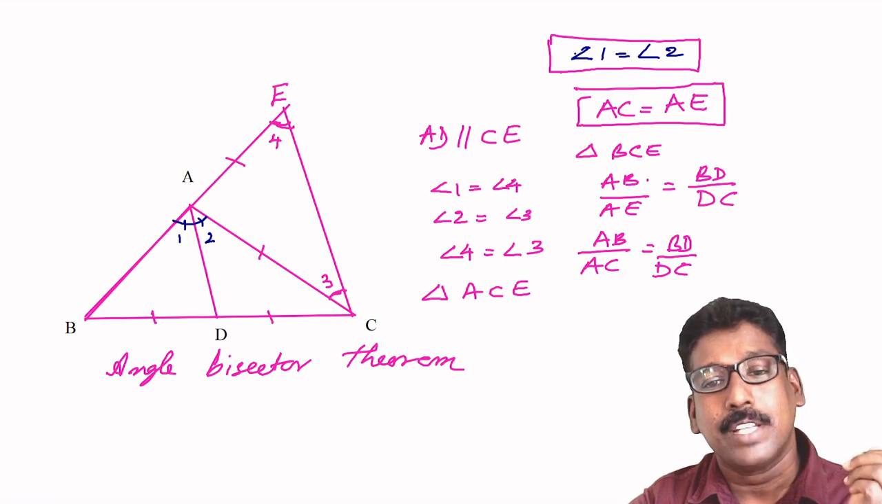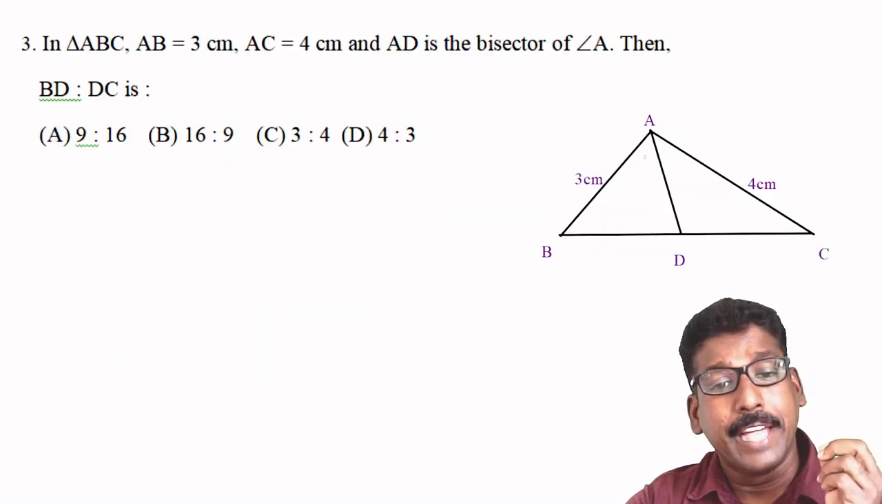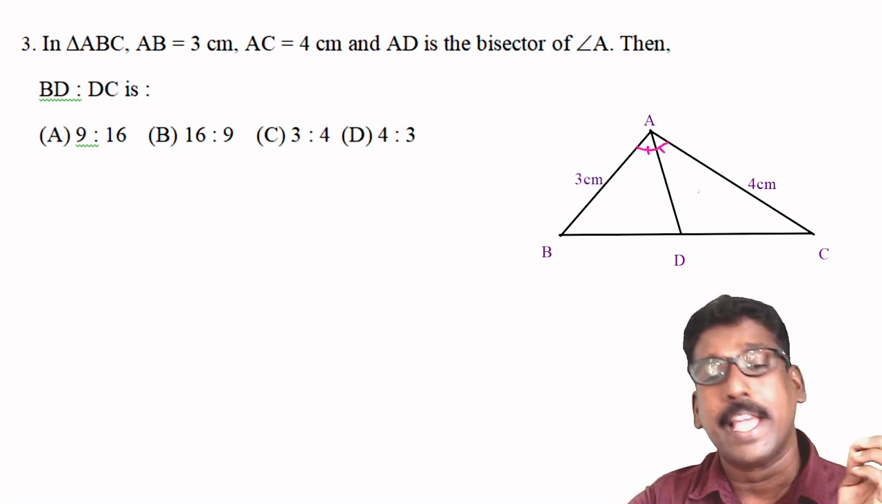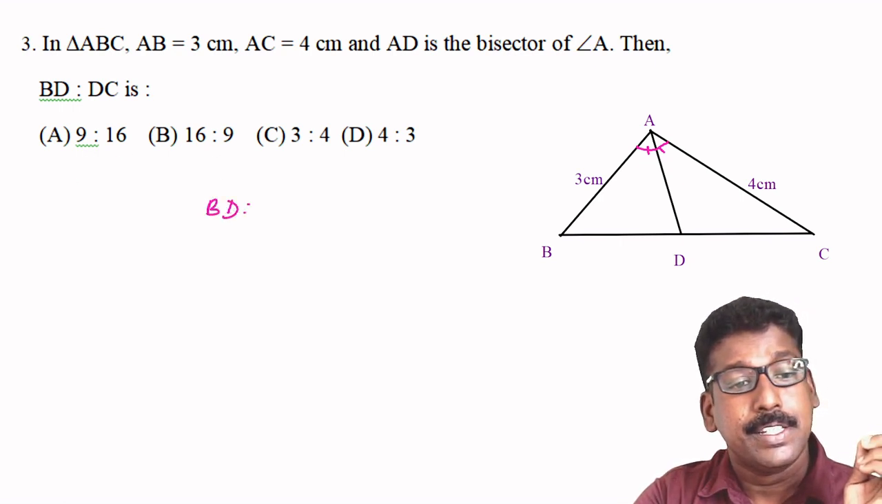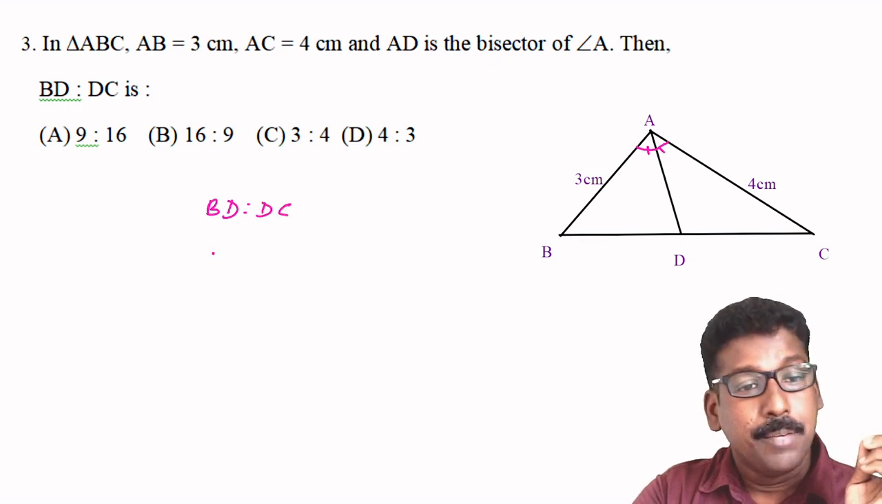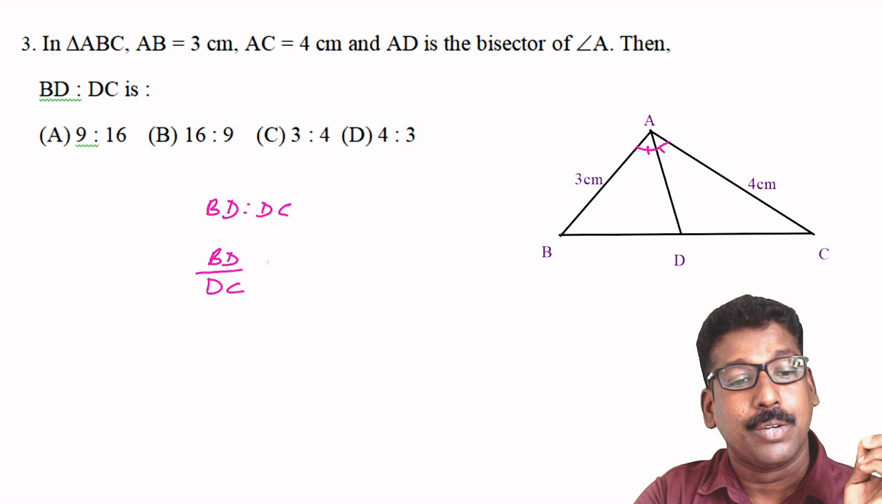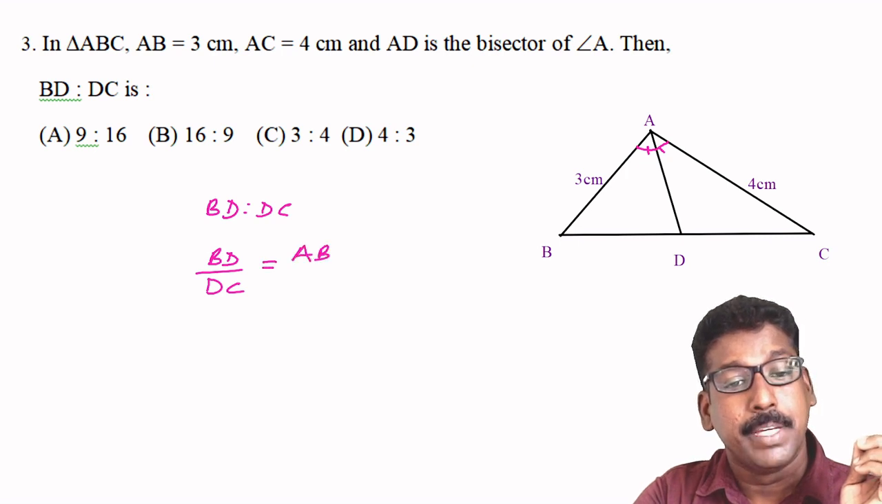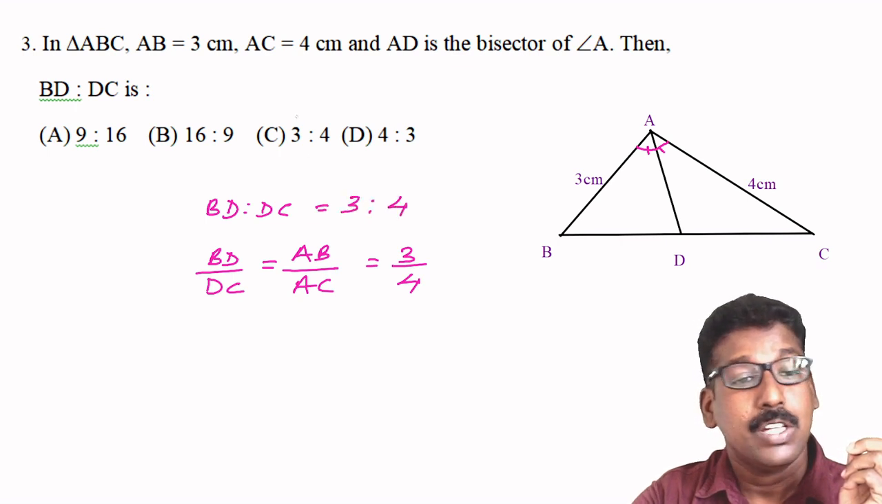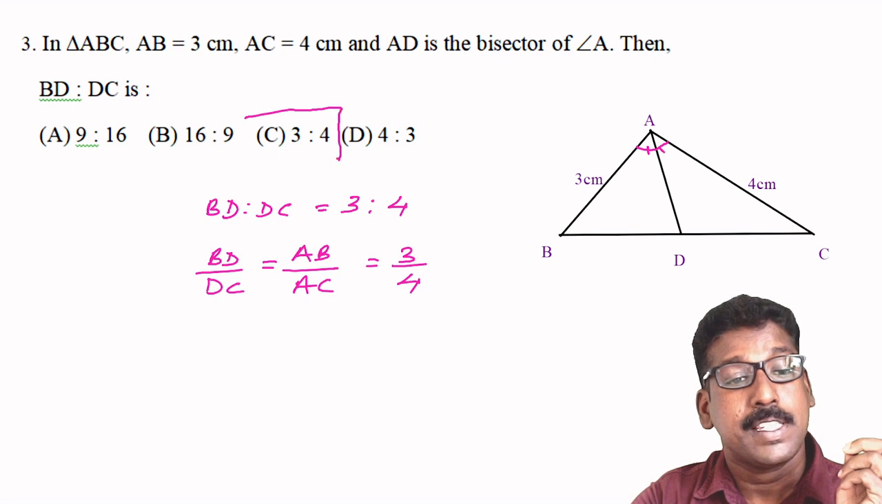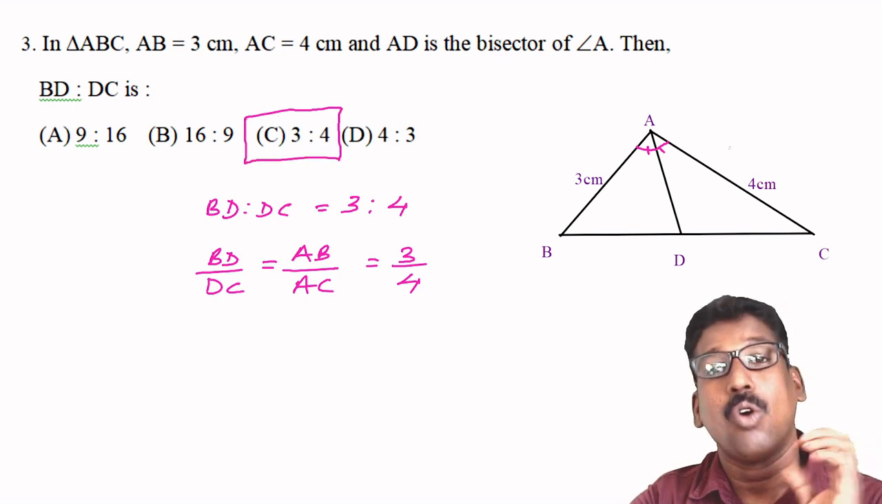Now look at our question. Here AD is the angle bisector, and the lengths of AB and AC are given. So you have to find out BD is to DC. That means BD by DC you can write as AB by AC, that means 3 by 4. BD is to DC you can write as 3 is to 4. So option C is the correct option.